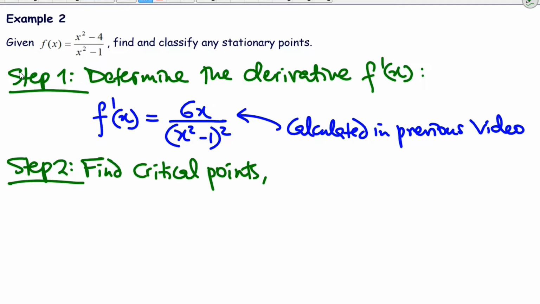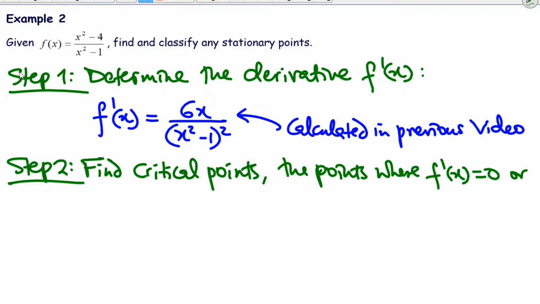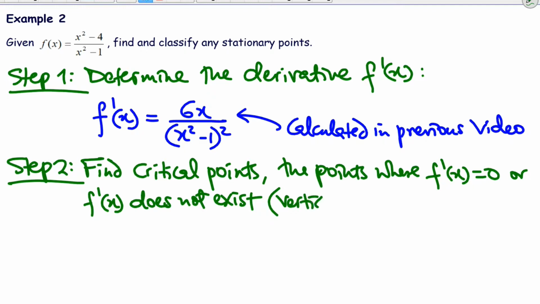And these are the points where f dash x equals 0, or where it does not exist, all right? Where the derivative does not exist. Basically these are points where a function is discontinuous, so that is basically a vertical asymptote in this case.